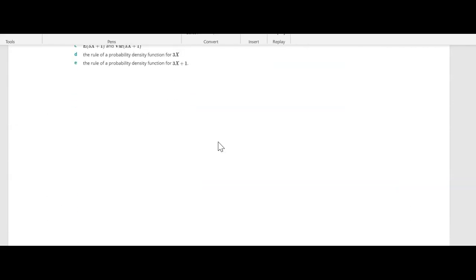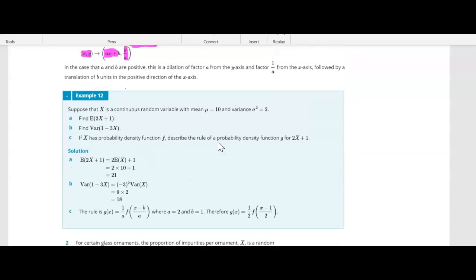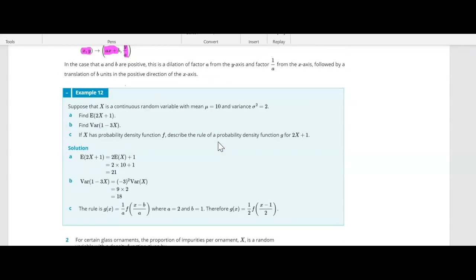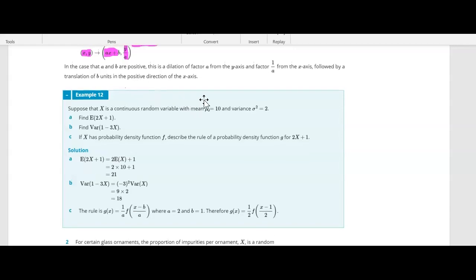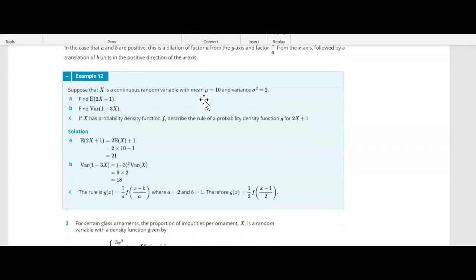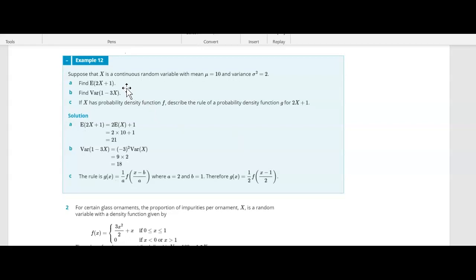So only a couple of questions for this because it's a very small part of the topic that you need to know. Let me just read this last line. In the case that a and b are positive, this is the dilation of factor a from the y-axis and factor 1 on a from the x-axis, followed by a translation of b units in the positive direction of the x-axis. So it's just talking about the transformations there. So in example 12, we're looking at three different examples, anyway, we'll go through the examples.